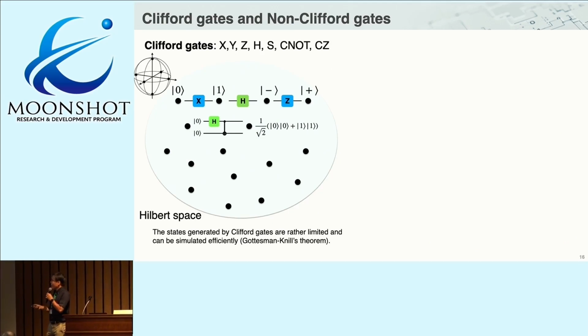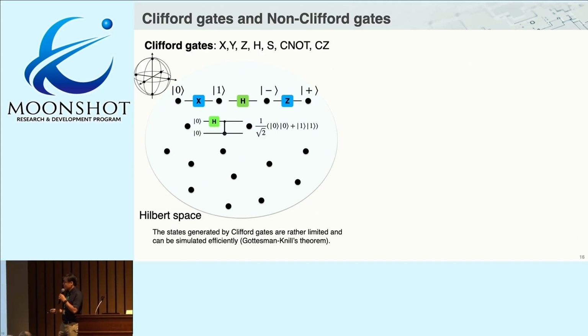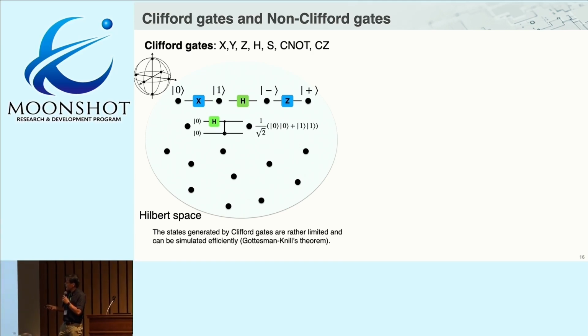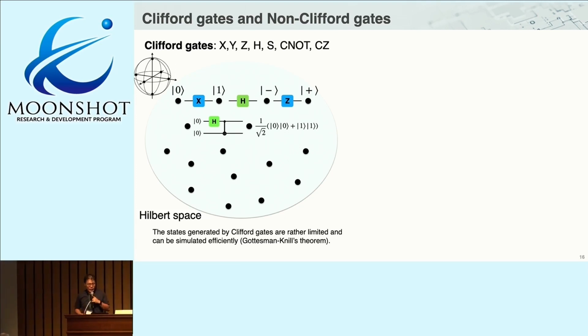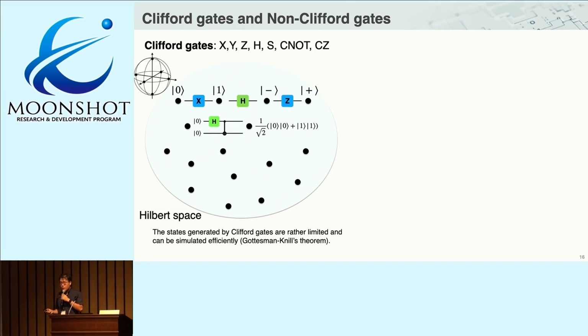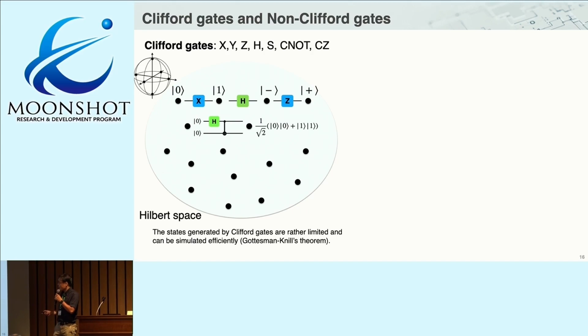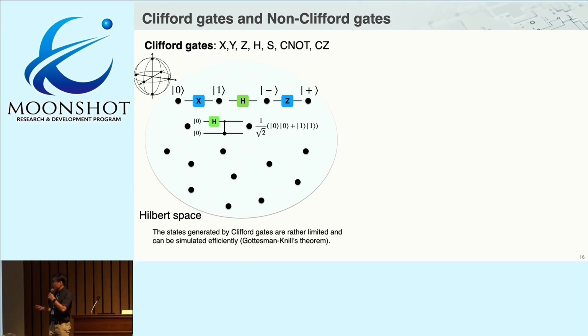One is the Clifford gates, and another is non-Clifford gates. Examples of Clifford gates are Pauli X, Y, Z, Hadamard, S, control-Z, and some other things. Basically, these gates are very simple. The states which can be generated by using Clifford gates are very limited in the Hilbert space. So in that sense, we can fully simulate the quantum states which can be generated by Clifford gates, which is the well-known Gottesman-Knill theorem.